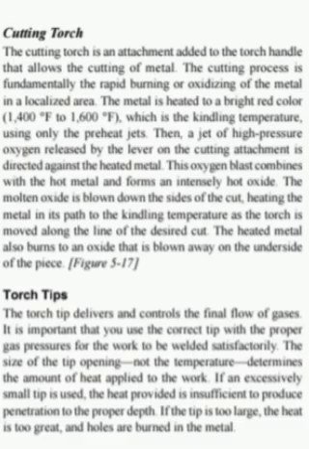This oxygen blast combines with the hot metal and forms an intensely hot oxide. The molten oxide is blown down the sides of the cut, heating the metal in its path to the kindling temperature as the torch is moved along the line of the desired cut. The heated metal also burns to an oxide that is blown away on the underside of the piece.